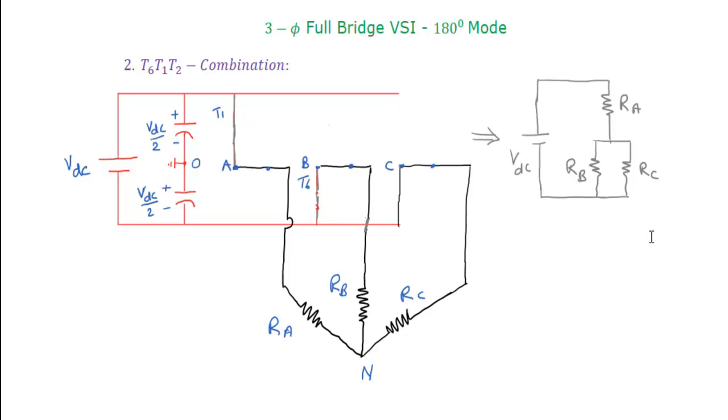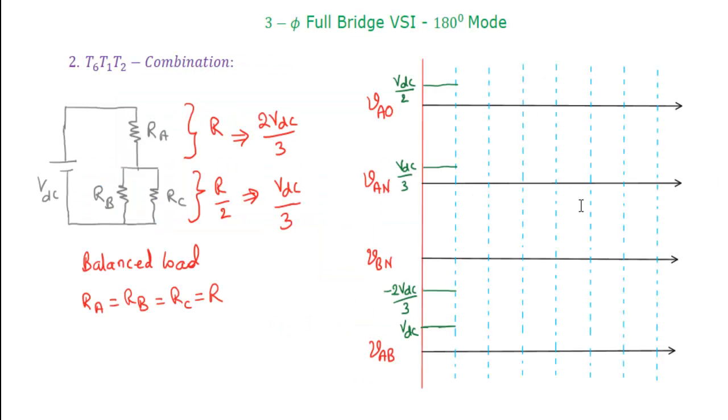Now, if you take the equivalent circuit with the respective phase voltages, you will get it like this. This is the single phase connected to the positive terminal, so you will get more voltage, 2 times VDC by 3. This combination is in parallel, so it will get less voltage, VDC by 3.